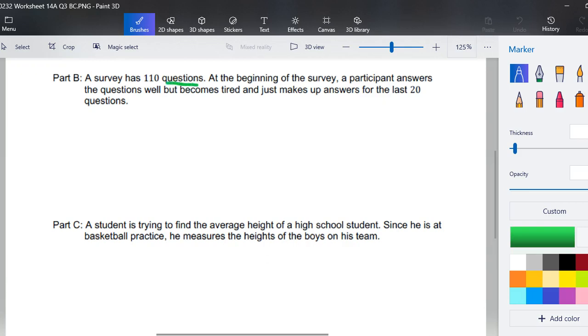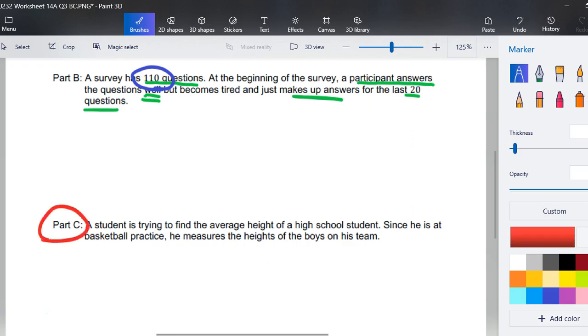A survey has 110 questions. At the beginning of the survey, a participant answers the questions very well, but then becomes very tired and just makes up answers for the last 20 questions. Is this sampling error? Well, this isn't either. The source of this error is that the survey itself is not appropriate for its audience. 110 questions is not a good idea for a survey.